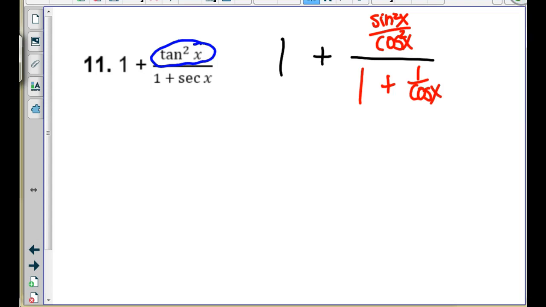Can I teach you a trick that's super helpful in these situations? What is the common denominator of this whole fraction? If I had to get all of this as a common denominator, what would it be? Cosine squared. Okay? I could make everything have a cosine squared in the denominator.